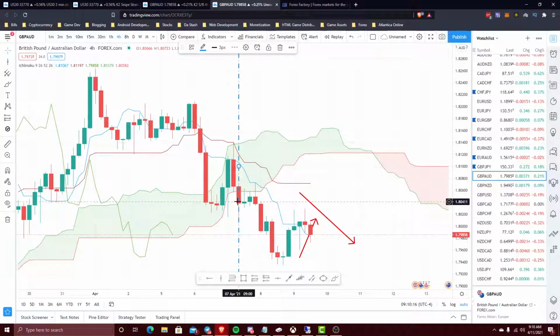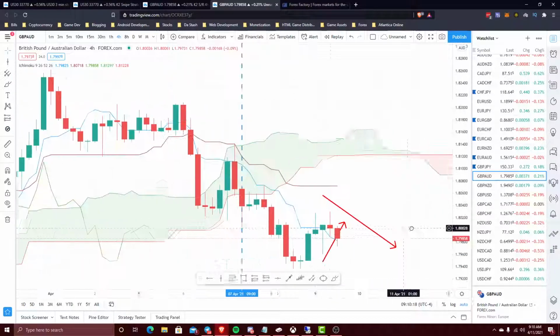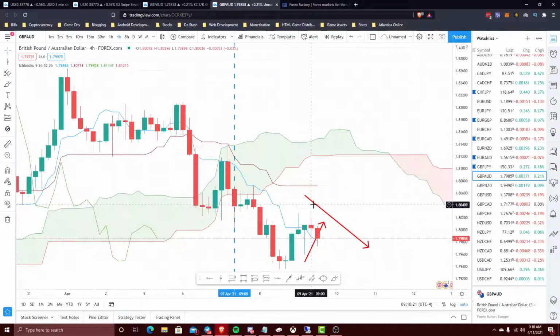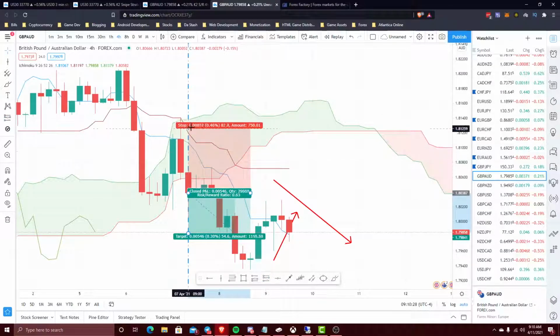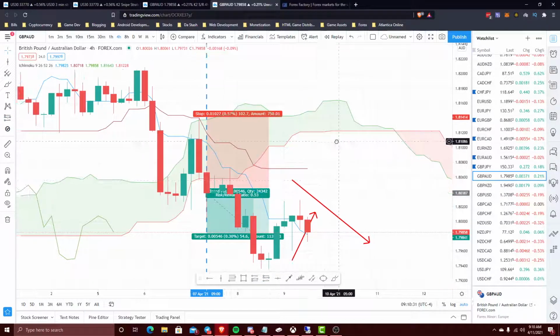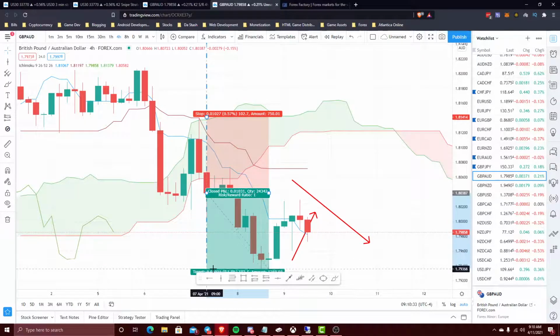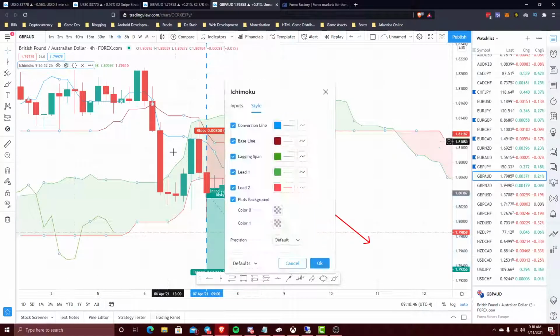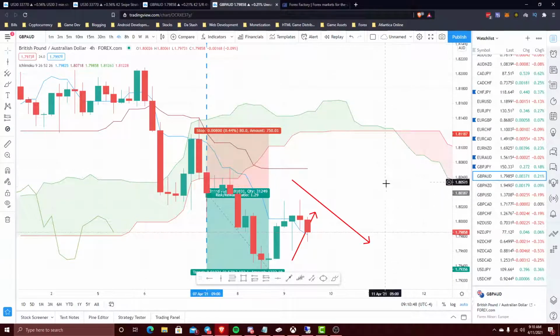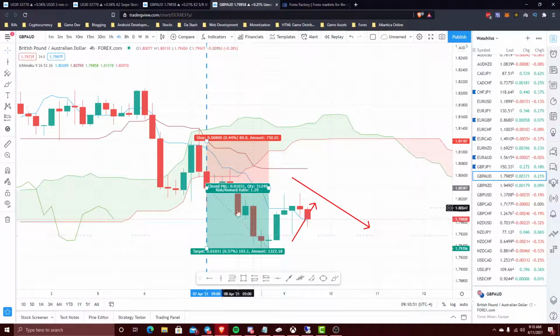And I may actually use the Ichimoku strategy to trade this week. I have to wait and see. But this looks like it was a good setup here. A short. I put it above the cloud. Or I could have just put it above the baseline right here. Let me see. Yeah, that would have been a nice little move.